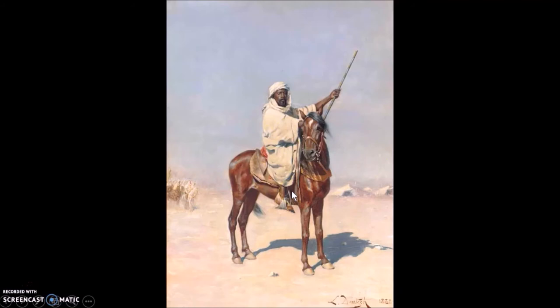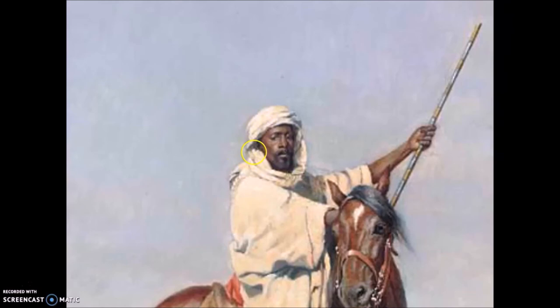Close up on the scene, showing details of the horseman with his stick, or maybe spear. Look at how the horse is portrayed frontally.